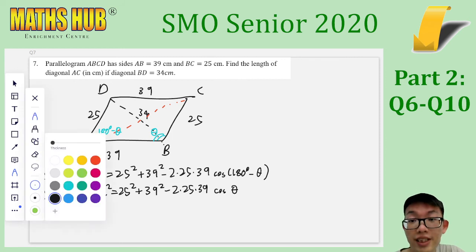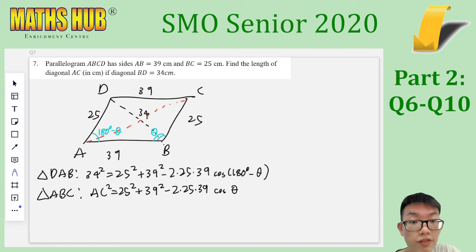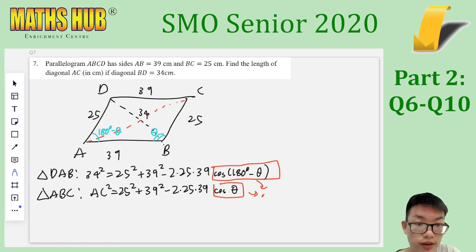So to speed things up a bit, we can observe that these two, cosine 180 degrees minus theta and cosine theta, are negatives of each other, since theta and 180 degrees minus theta are just reflected over the y-axis in your unit circle. And that means that if I were to add these two equations together, the last term in both equations will cancel out.